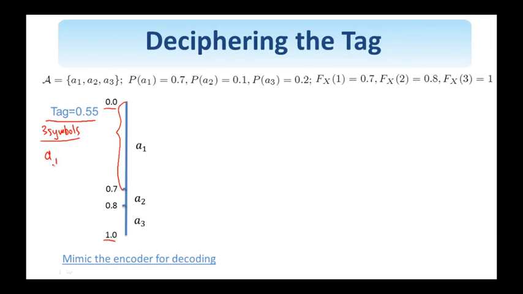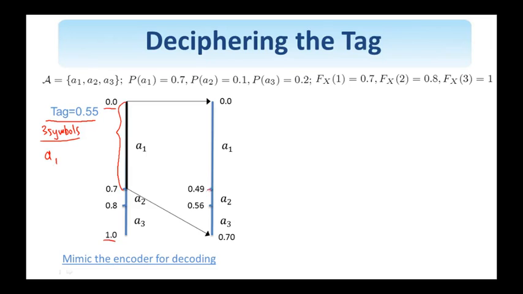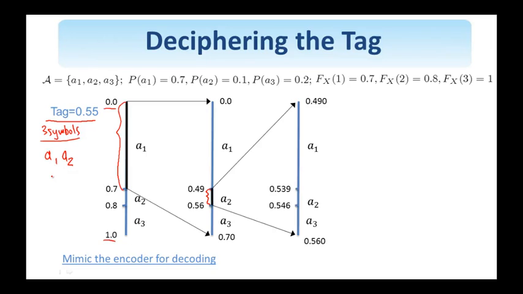So we mimic the encoder, take this interval, subdivide it proportionally, and now we observe that the tag resides in this interval. Therefore, the second symbol that was encoded was A2. Mimic the encoder, subdivide this, we see that the tag belongs to this interval, and therefore the third symbol that was encoded, and we're decoding it now, is A3. So in summary and conclusion, the decoded sequence is A1, A2, A3.